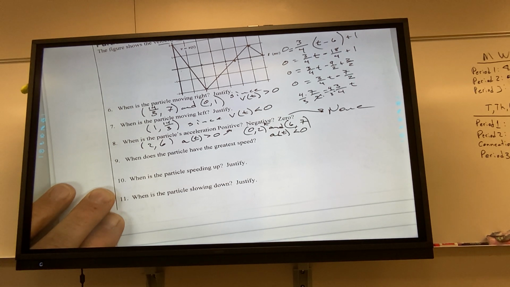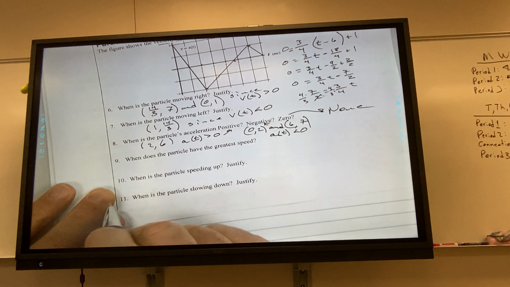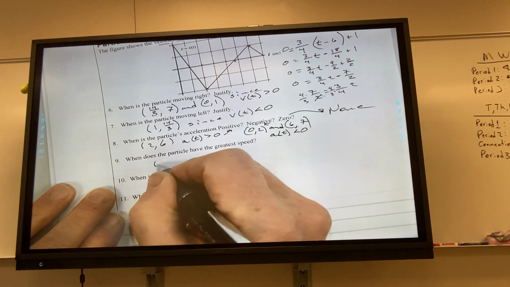Audrey, when does the particle have the greatest speed? T equals what?